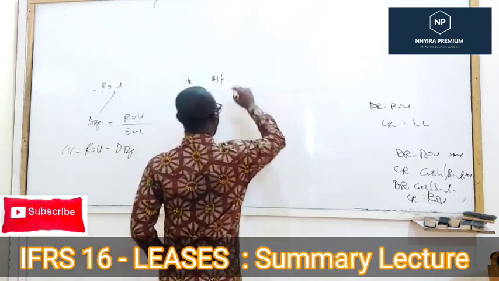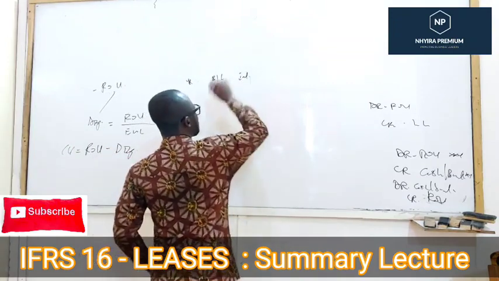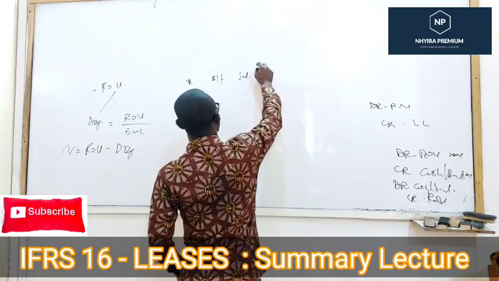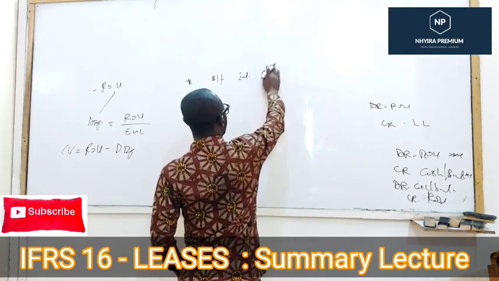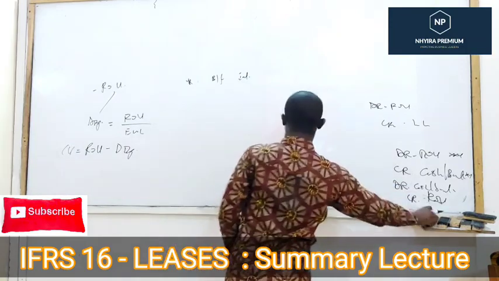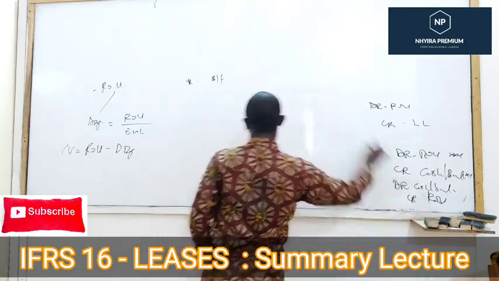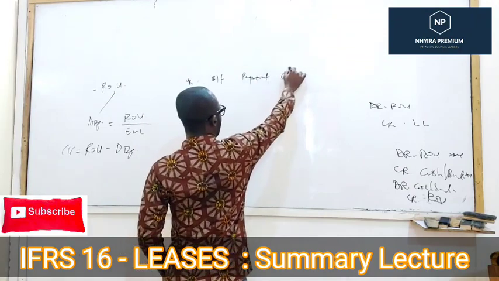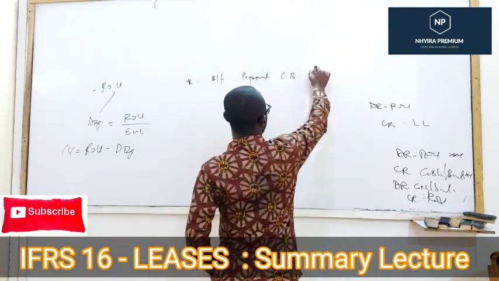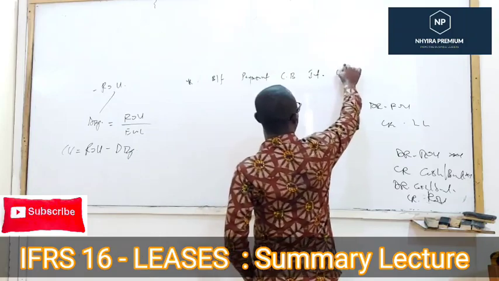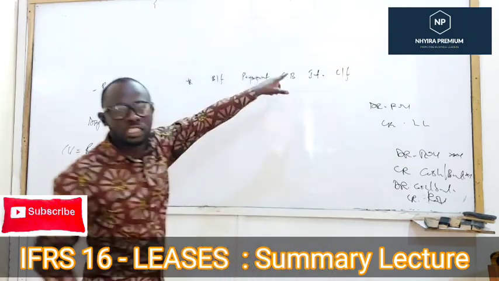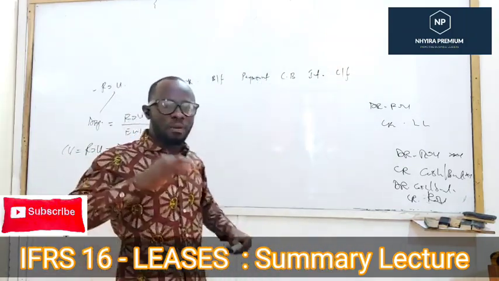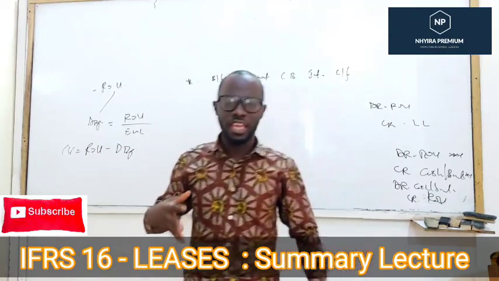So then we have year here. We have balance brought forward. We're going to have interest. Let's do payment. Capital balance. Interest. Balance carry forward. We use this pro forma if the payment is made at the beginning of the year.